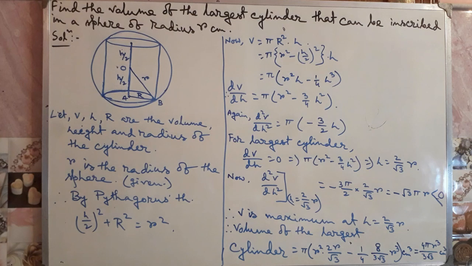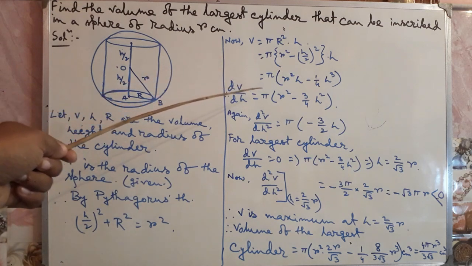So clearly this triangle OAB is a right angle triangle, so we can use Pythagoras theorem here. By Pythagoras theorem, (h/2)² + R², that is hypotenuse square, is small r². Then what is the volume of this cylinder? We know it is πR²h. From this we can find the value of R². Putting that value, we will get this expression.